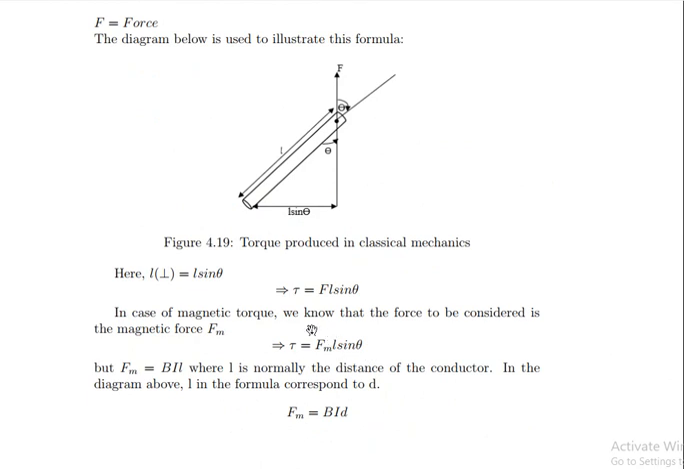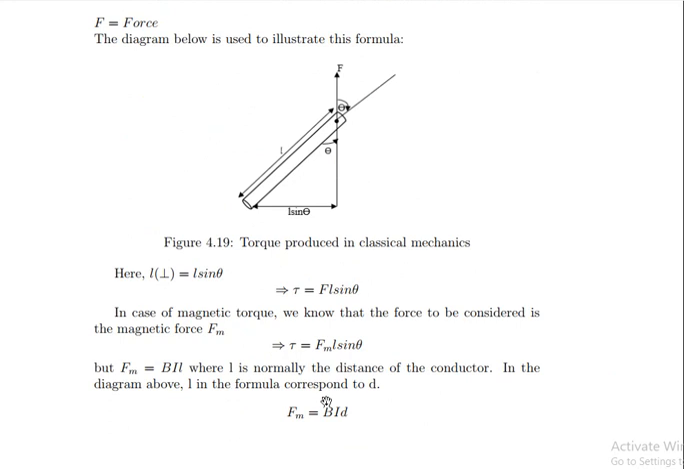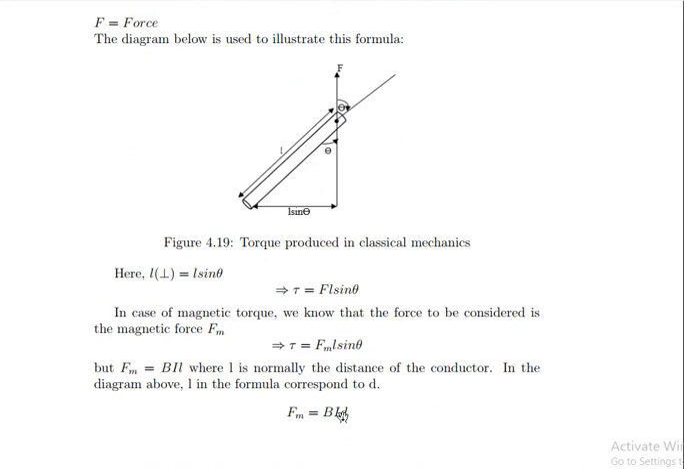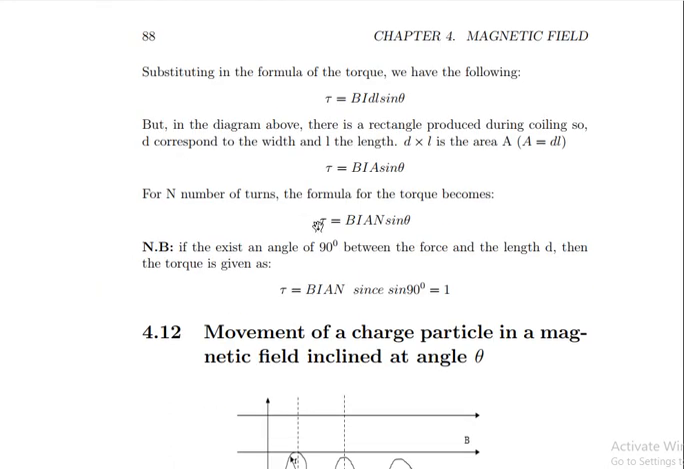Now we need to know that the force here is, in this case, the magnetic force, and the magnetic force is given as BID, because the magnetic force is given as BIL, but in this case the distance L is going to be D here. So the magnetic force for the diagram above is going to be BID. So when substituting back in this equation, you're going to have torque equals BIDL sine theta. But the length times the width, DL, is going to be area. So torque equals BIA sine theta.